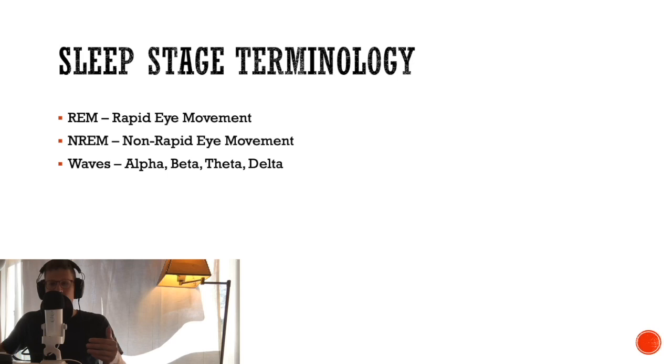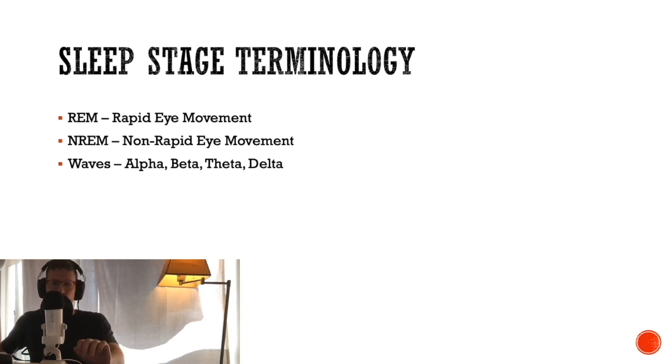Now, of course, your brain is still controlling your breath. It's still controlling your heart. You just can't voluntarily move your muscles while you're acting out in your dream. NREM sleep, it's non-rapid eye movement. You're asleep, but you're not dreaming. Your brain is not awake.